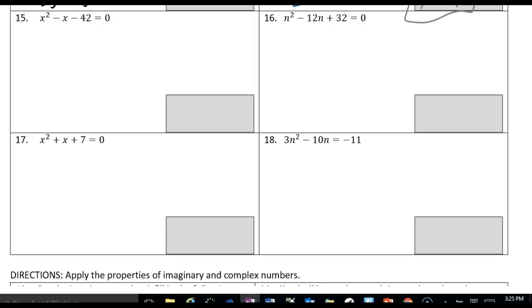Okay, so here we're on 15 and 16 of our review. Again, we're trying to solve by any means necessary. I can't do the square root because I have two terms. I can't do the completing the square because A is 1, but B is not divisible by 2. So I have to choose between factoring and the quadratic formula.